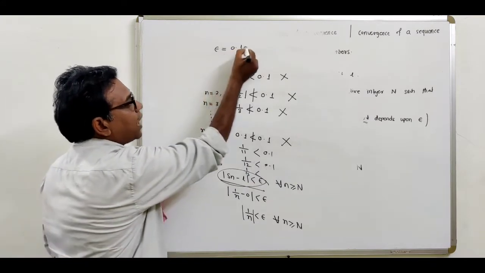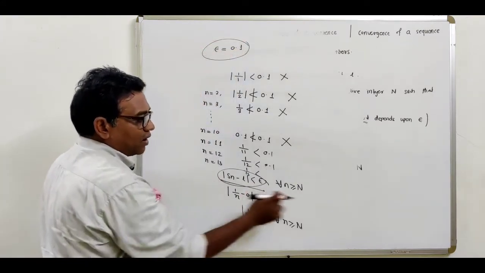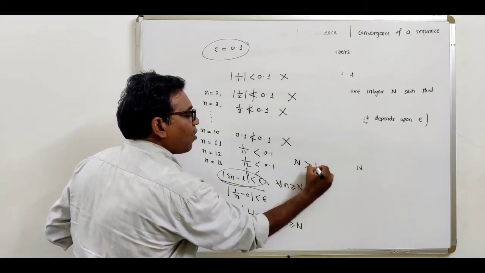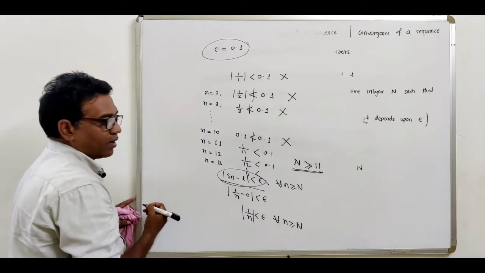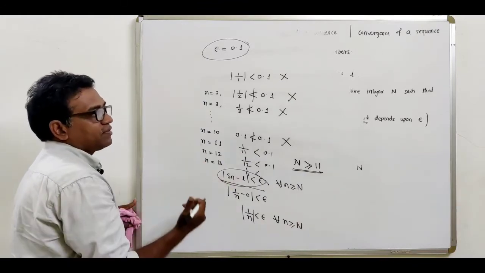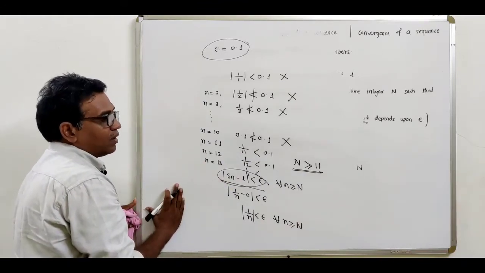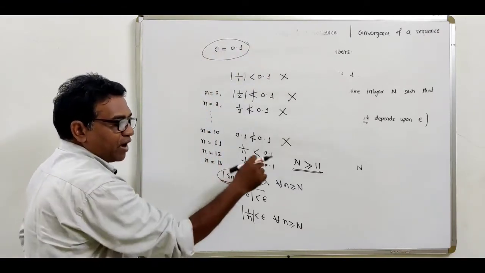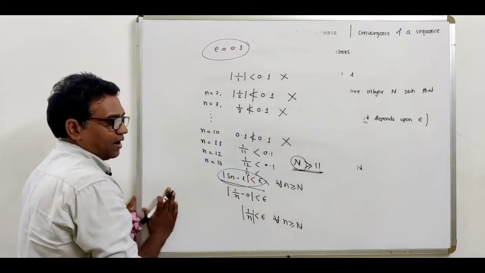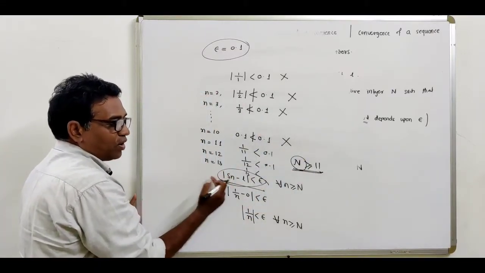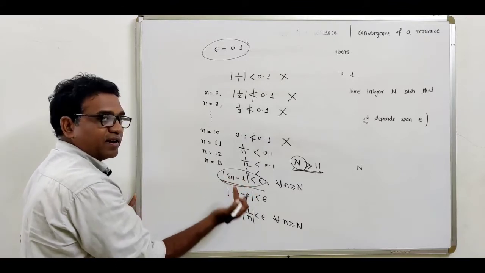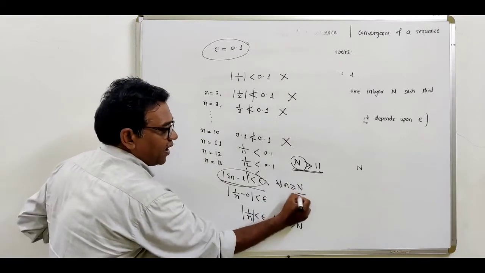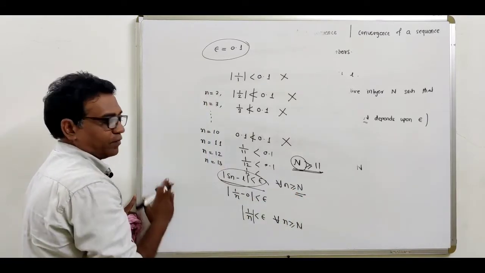So if we take epsilon equal to 0.1, then what is our capital N? Capital N will be 11 or greater than 11. So see the definition of convergence of a sequence. We have to choose epsilon equal to something, and we have to find this integer capital N such that modulus of Sn minus L is less than epsilon. So this capital N depends upon this epsilon.